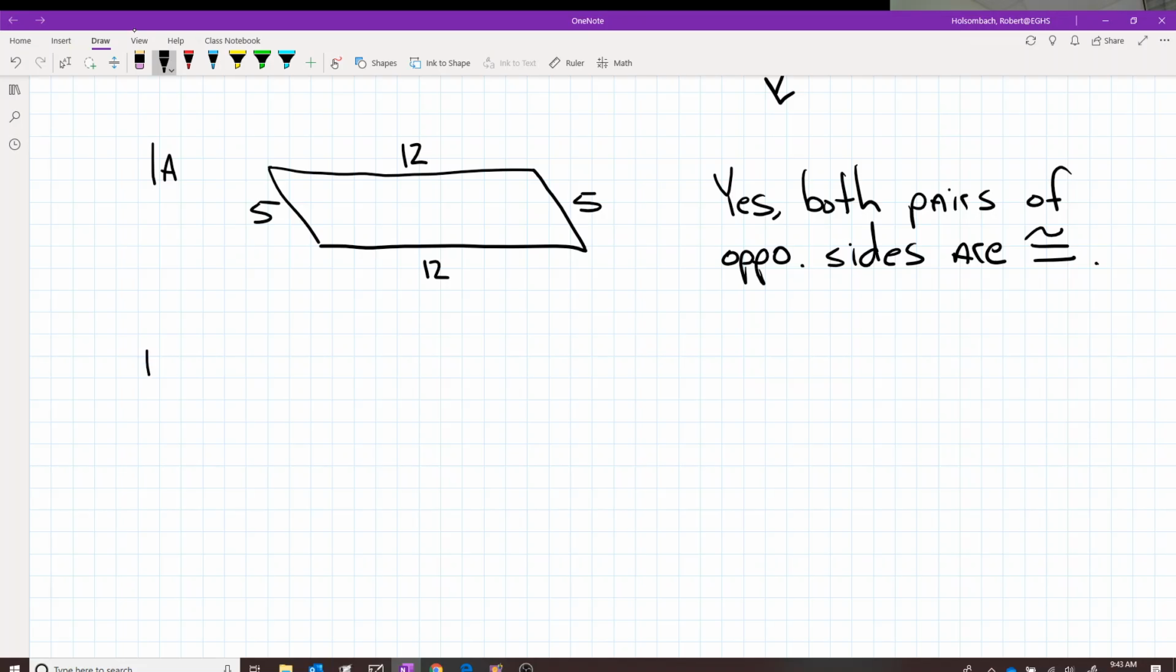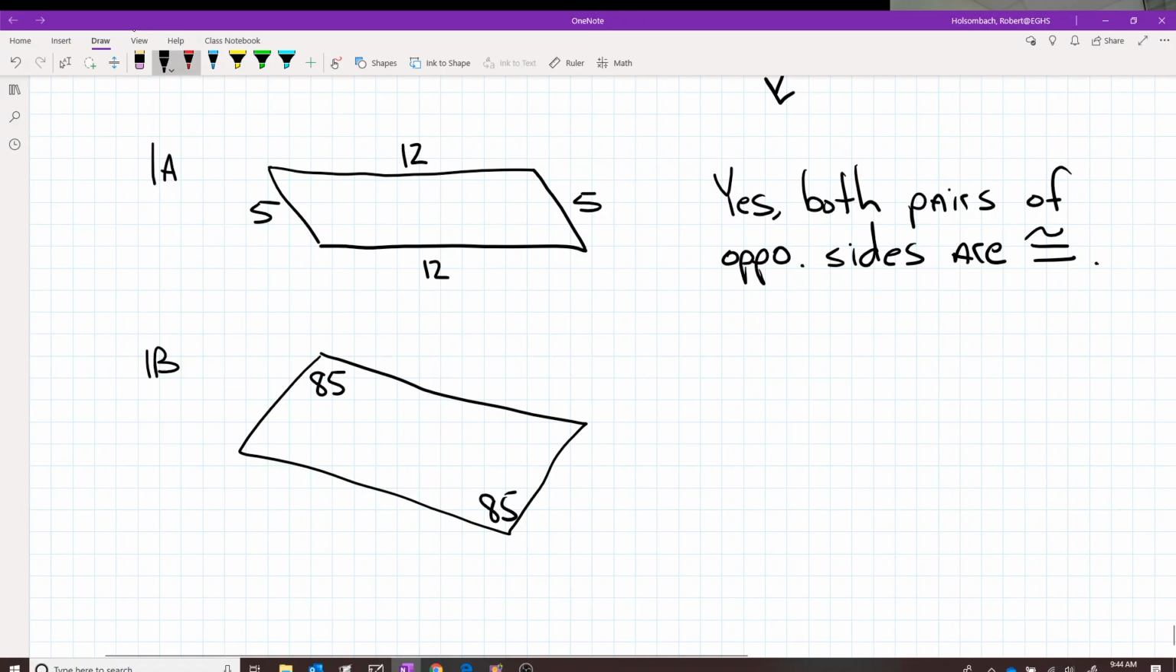Example 1B. You've got an 85-degree angle and another 85-degree angle, and a pair of opposite sides that are congruent.